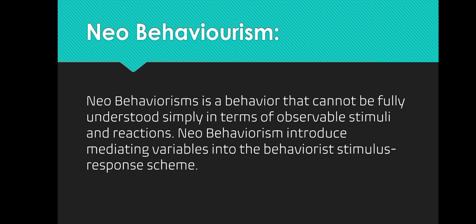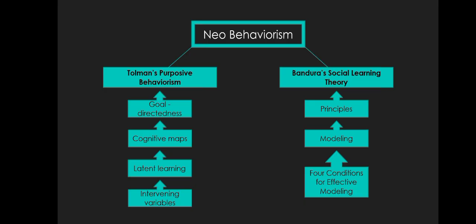Now, in neo-behaviorism theory, there are two famous theories that were proposed and studied. So, what are they? We have Tolman and the other one is Bandura. Before I introduce them to you, let me give a general view of the two theories under neo-behaviorism. As we can see here, Tolman's is called purposive behaviorism, and Bandura's is called social learning theory.